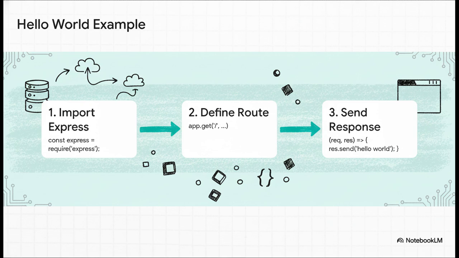So, a classic Hello World example takes just 3 simple steps. First, we import the Express library. Second, we define a route for the root path, which is just that / you see there. And third, we give it a handler function that takes a request and response object, and we use res.send to send back our message. And boom, just like that, you have a working web server.